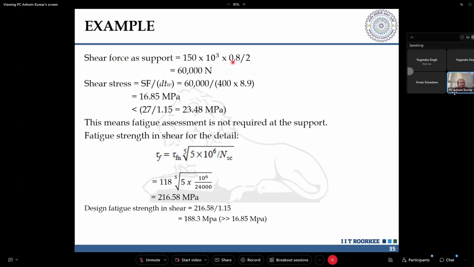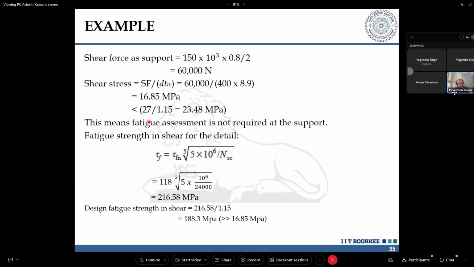For the shear, we find out what is the reaction force that is coming, divided by the depth of the girder multiplied by the thickness of the web, which will give me the shear stress. Here one check is done, 27 divided by 1.15. This is one check that is given, which will come in the next slide, which the code says is if your shear stresses are less than a particular value, then there is no need for any strength check or the fatigue strength check for shear. No need to be done.